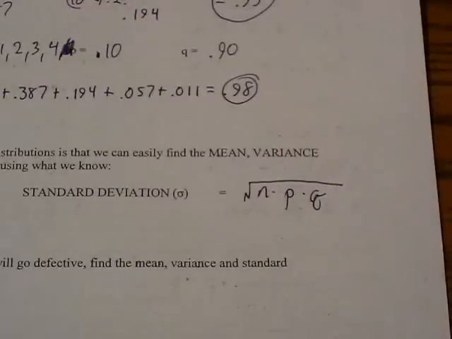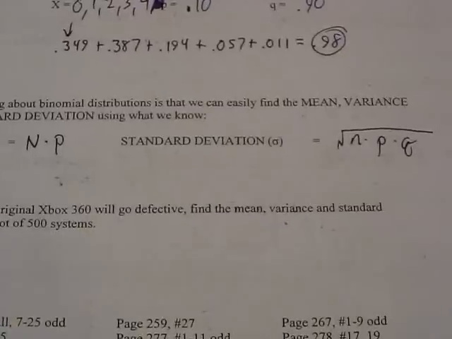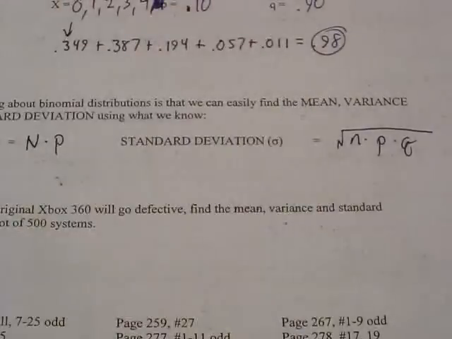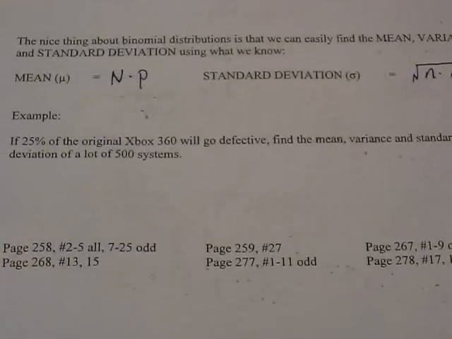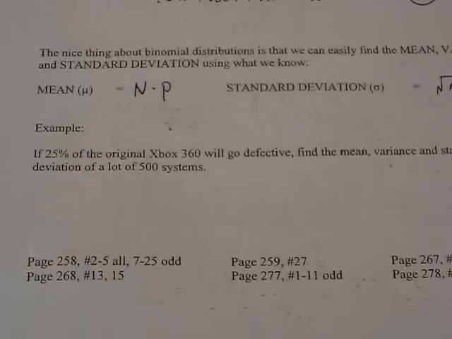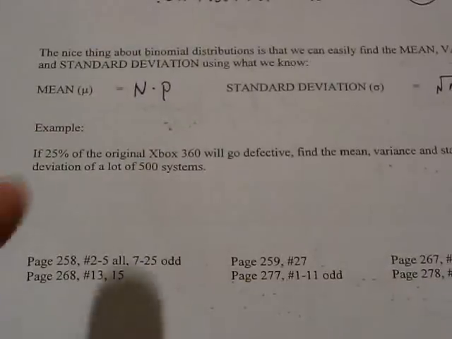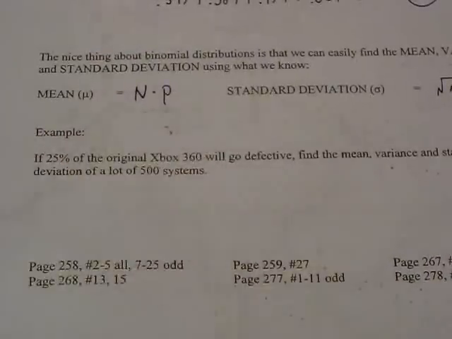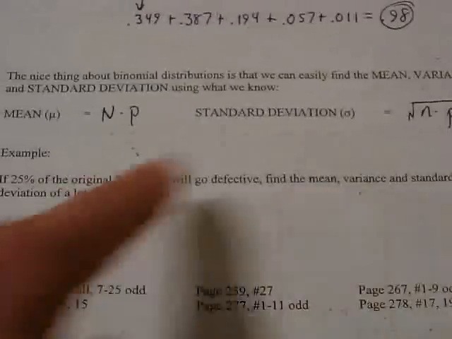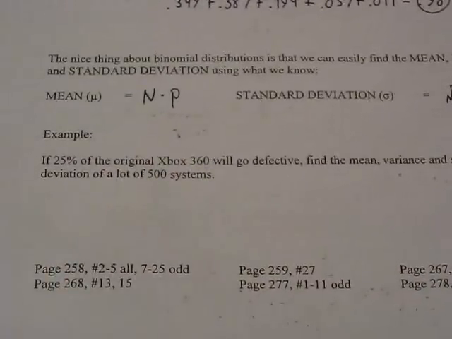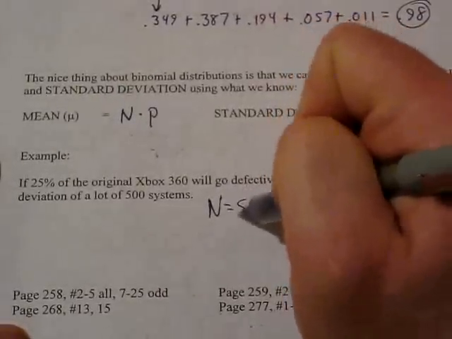It is so great to actually see this problem so easy compared to all the work that you could have done above. So now I'm going to basically pick something near and dear to my heart. If 25% of the original Xboxes went defective, and I did some studies to take a look and see, and then independent groups said that the average fail rate of the original 360 was 25%. Well, let's find the average, variance, and standard deviation in a lot of 500 gaming systems. So here my n is going to be 500.